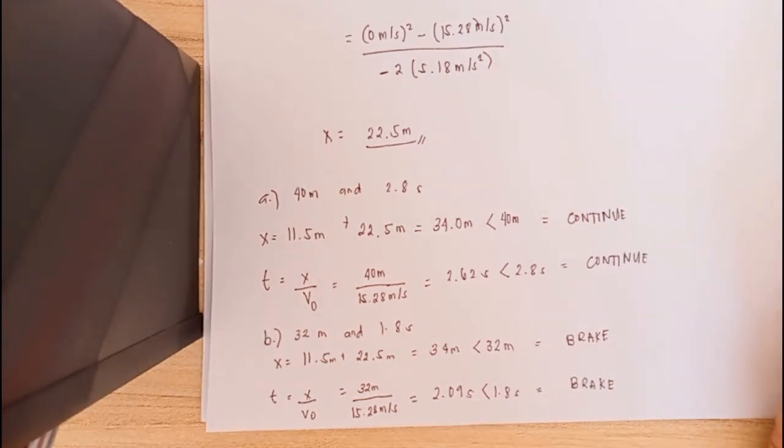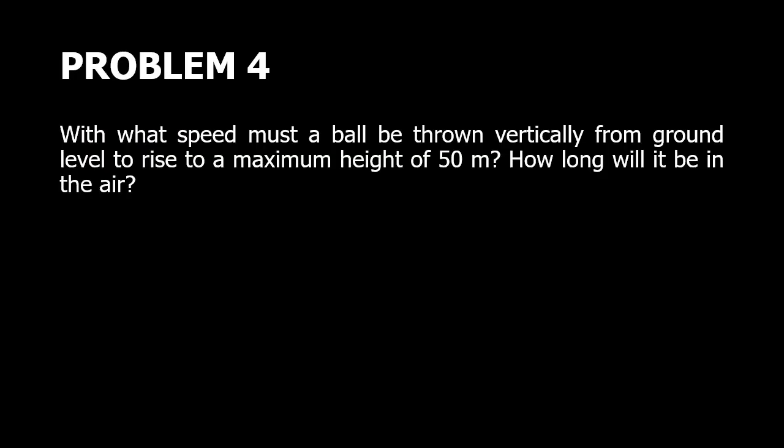So next, problem number 4. With what speed must a ball be thrown vertically from the ground level to rise a maximum height of 50 meters? How long will it be in the air? So we have two unknowns here, the speed and the time of the ball in the air.